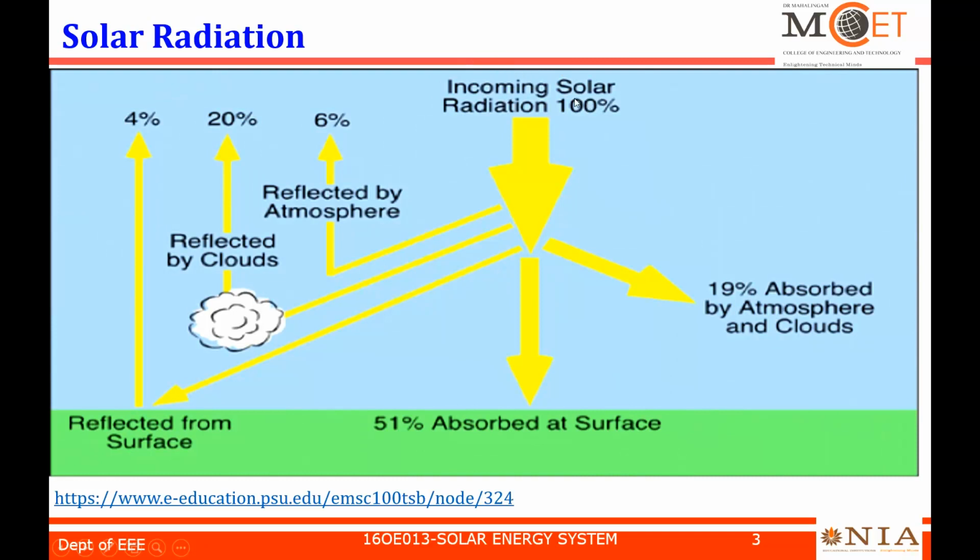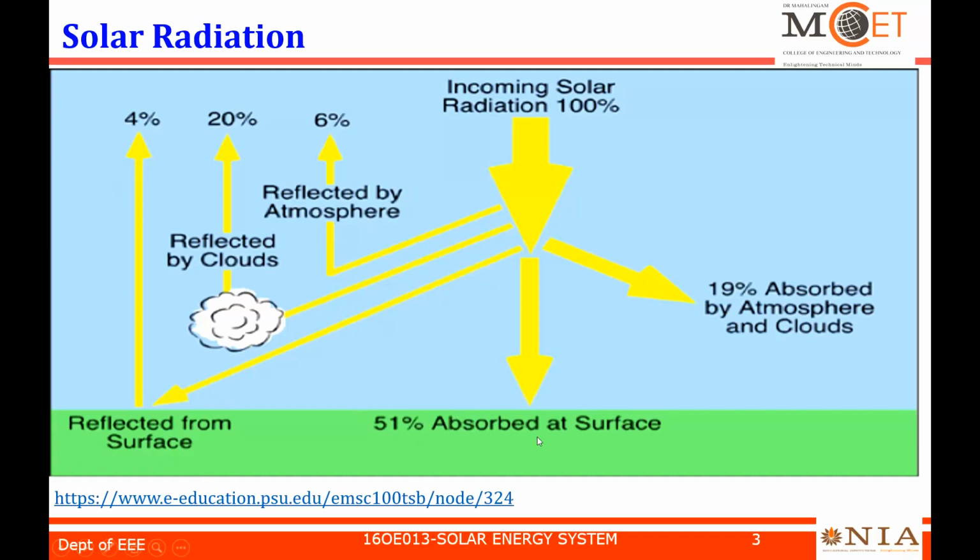This is 100% incoming solar radiation or solar energy from the sun. Out of this 100%, 51% is absorbed by the Earth's surface. 19% is absorbed by the atmosphere and clouds. And 6% is reflected from the atmosphere, 20% is reflected from the clouds, and 4% is reflected from the Earth's surface. Remember that out of 100%, 51% is absorbed by the Earth's surface, 19% is absorbed by the atmosphere and clouds, and 6%, 20%, and 4% are reflected from the atmosphere, clouds, and Earth's surface.